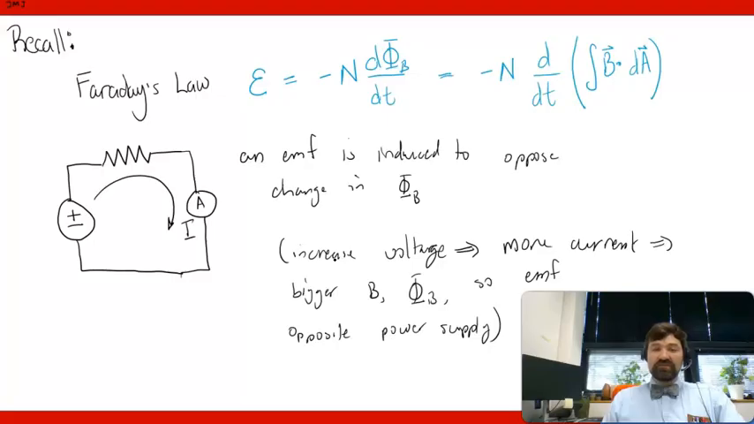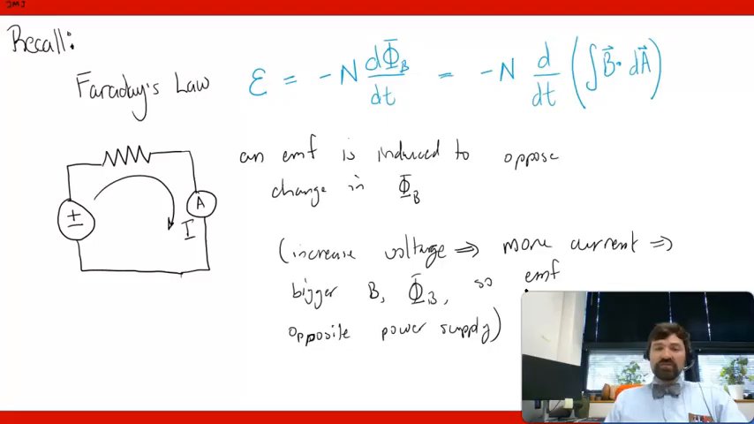The basic train of reasoning might be, for example, if you increase the voltage, then you're expecting to have more current in the circuit. That is in turn going to produce a bigger magnetic field by Ampere's law, which is going to produce a bigger flux from the magnetic field, and so you will therefore get an EMF that is opposed to this power supply. It'd be like putting in a second power supply with a reverse polarity.